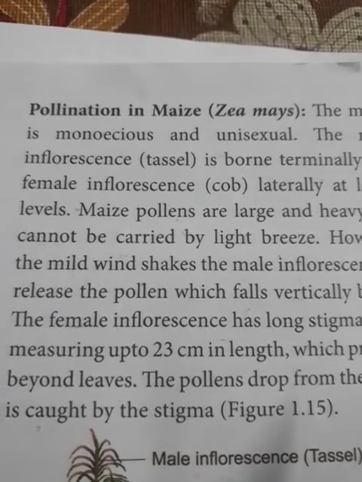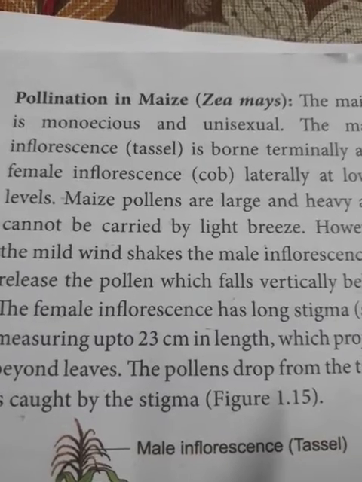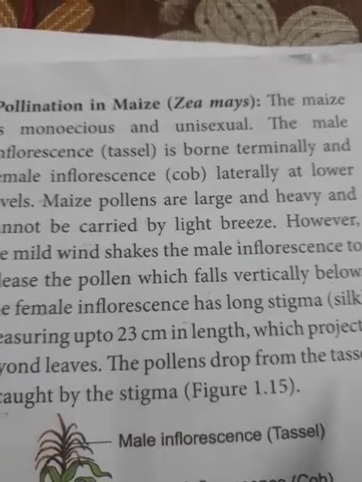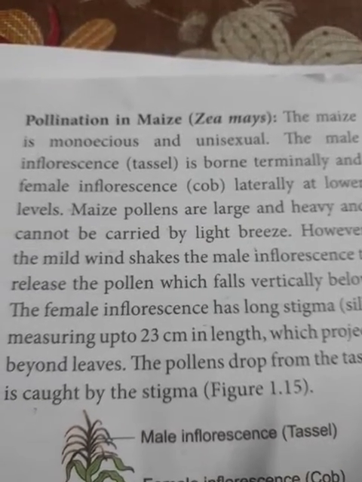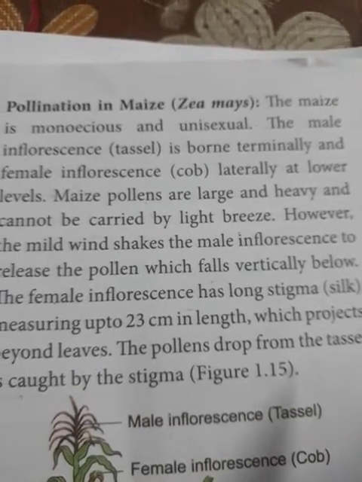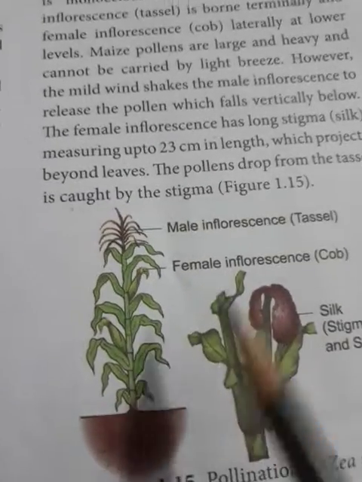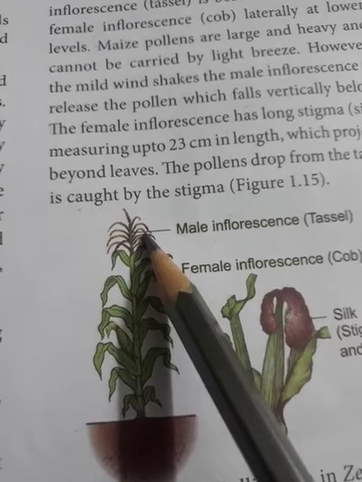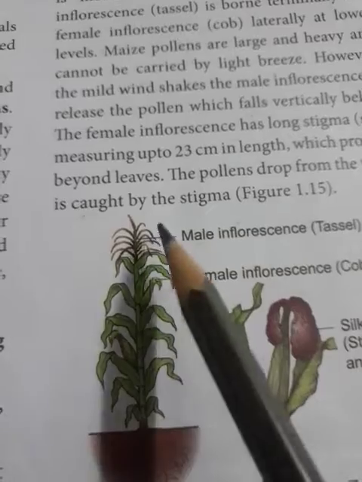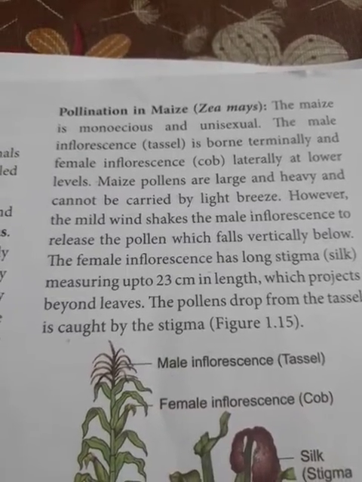And the flowers are unisexual, that means only one essential or reproductive organ will be present. So flowers may be male or female. The male inflorescence is called the tassel, borne terminally, and the female inflorescence is called the cob. If you see the diagram, the male inflorescence, called the tassel, is present at the terminal region of the plant's body, and the female inflorescence is present below the male inflorescence at lower levels.